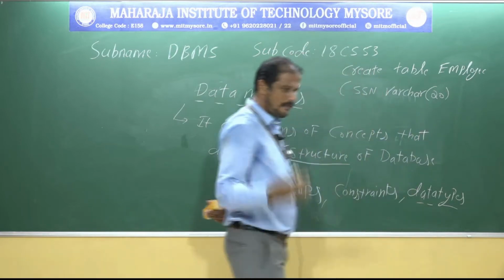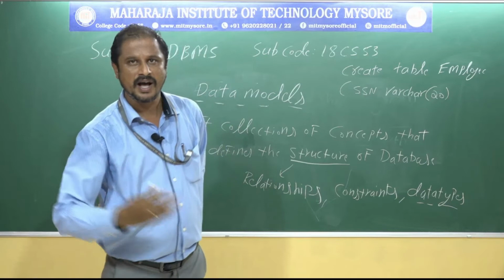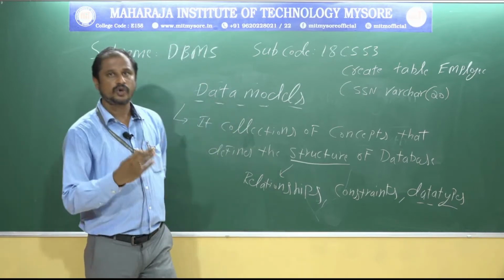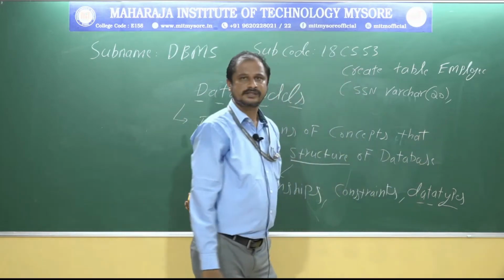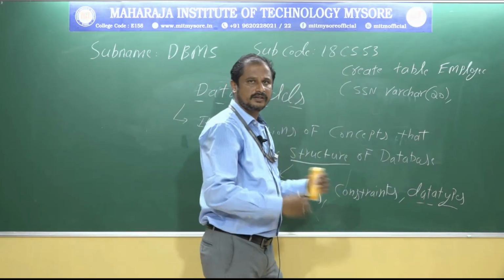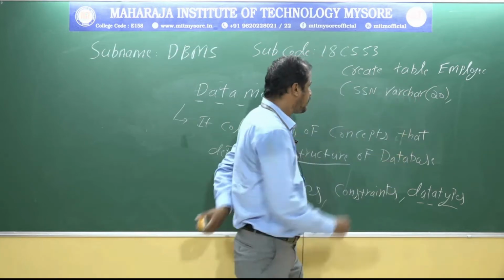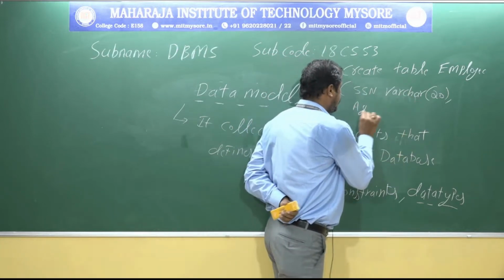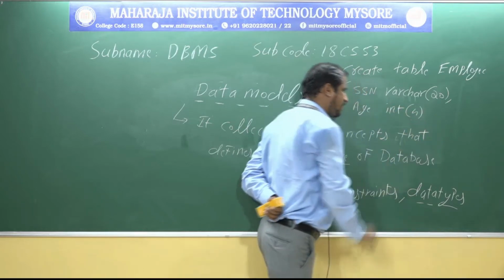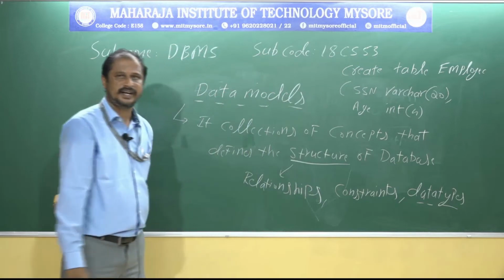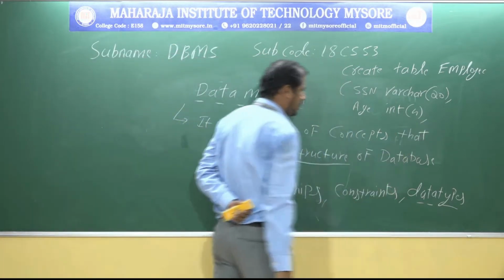I will define it with 20, so the length can be up to 20. It may vary depending on the domain and the application requirement. I am going to fix the length to 20. So see what I have done: SSN is defined as varchar. Then I will talk about age. Age is an integer. I will define age as an integer with 4 as the length. It may be 4 or maybe 2, depending on the requirement.